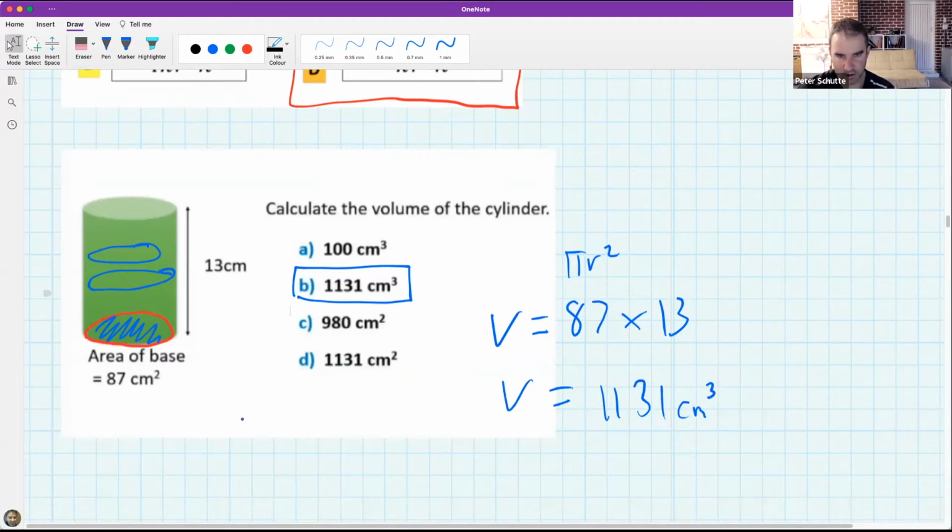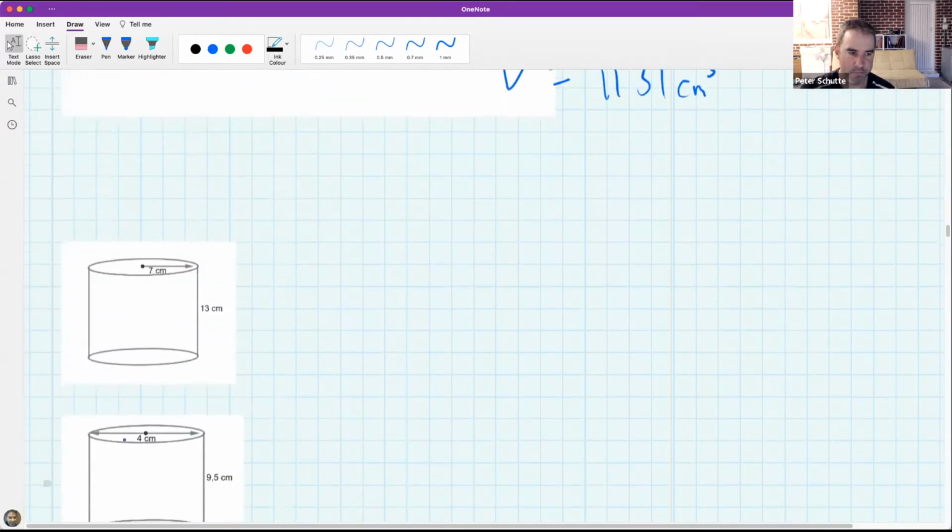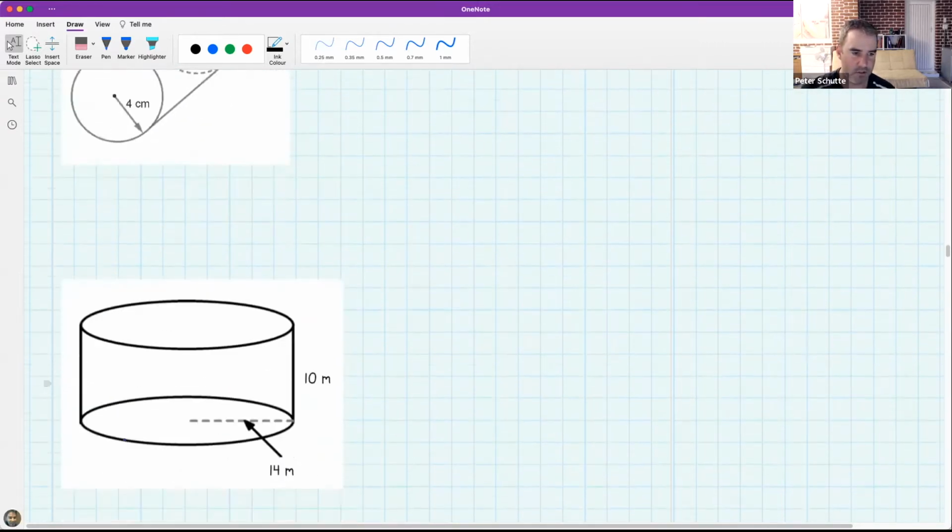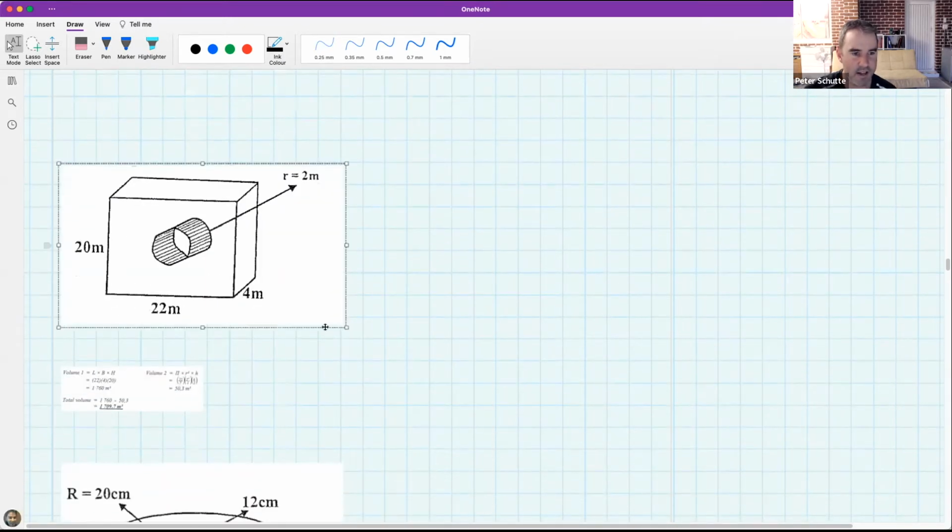What I want to do now, guys, is take these 3 shapes that we've got comfortable with, and start putting them together. And this is what we call compound shapes. So you're going to find me the volume of a compound shape like this.